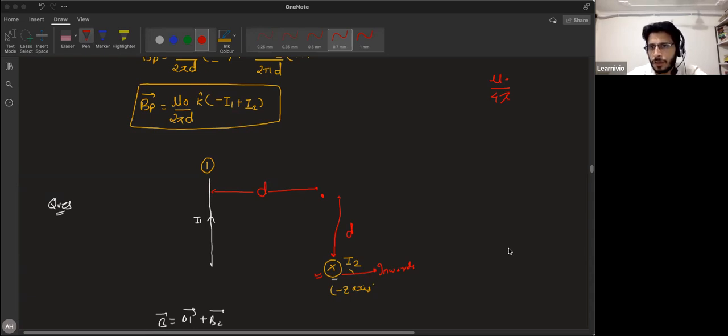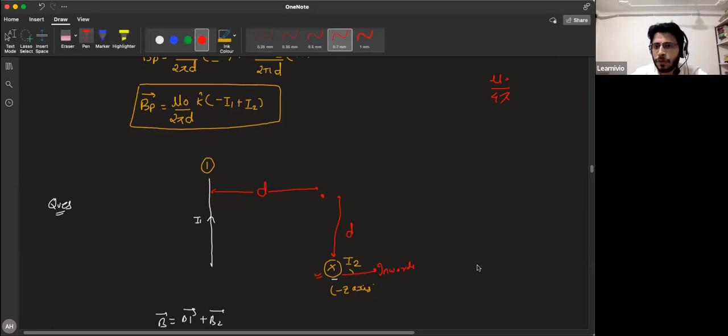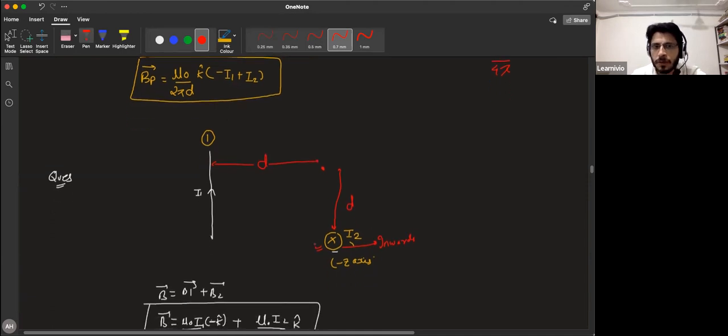Okay, Yashika, currents are different. I1 and I2 are two different currents, so you can take current as common. No answers. Okay, let's do it together. So the magnetic field over this point will be, okay, Akshay, yes, it seems correct.